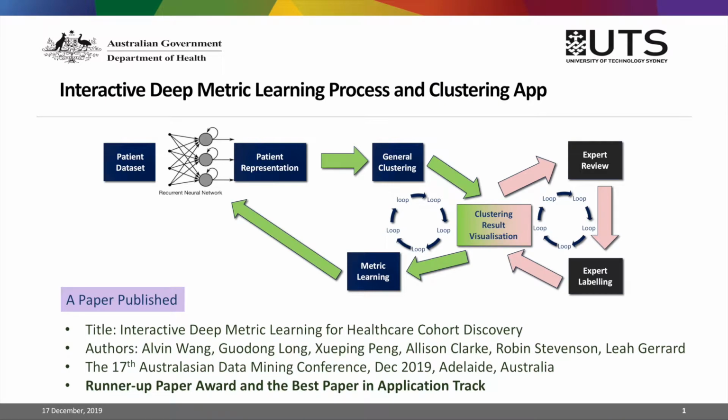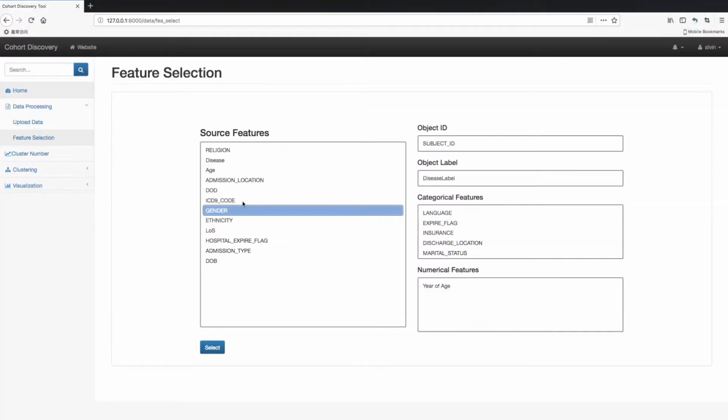This is a whole picture of our proposed interactive classroom system. Now I'd like to expand it by going through all its modules. The first module would be the data input. In our app, after uploading data, user can choose any features to be included or excluded for the clustering.